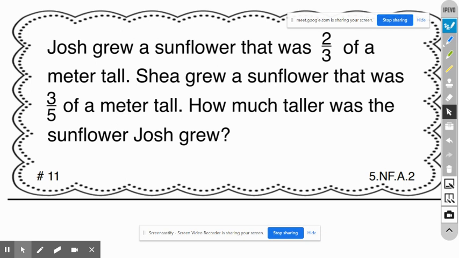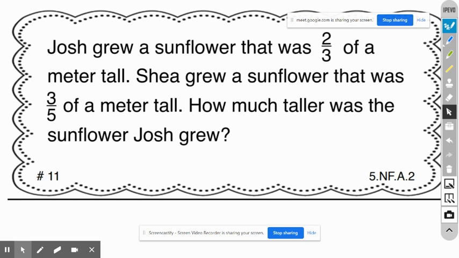Josh grew a sunflower that was 2/3 of a meter tall. She grew a sunflower that was 3/5 of a meter tall. How much taller was the sunflower Josh grew? One thing I have to say, when the question says how much taller was his flower, I can tell his flower grew taller than the girl's. The problem is telling that to me. They both grew tall, but his grew a little bit taller than hers. And that's what I want to know, that little difference.